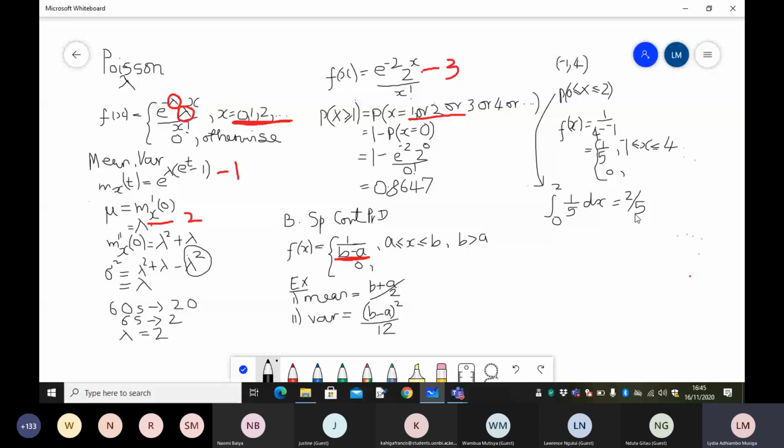So that was the first case. Let's look at another one. The second one, exponential distribution.